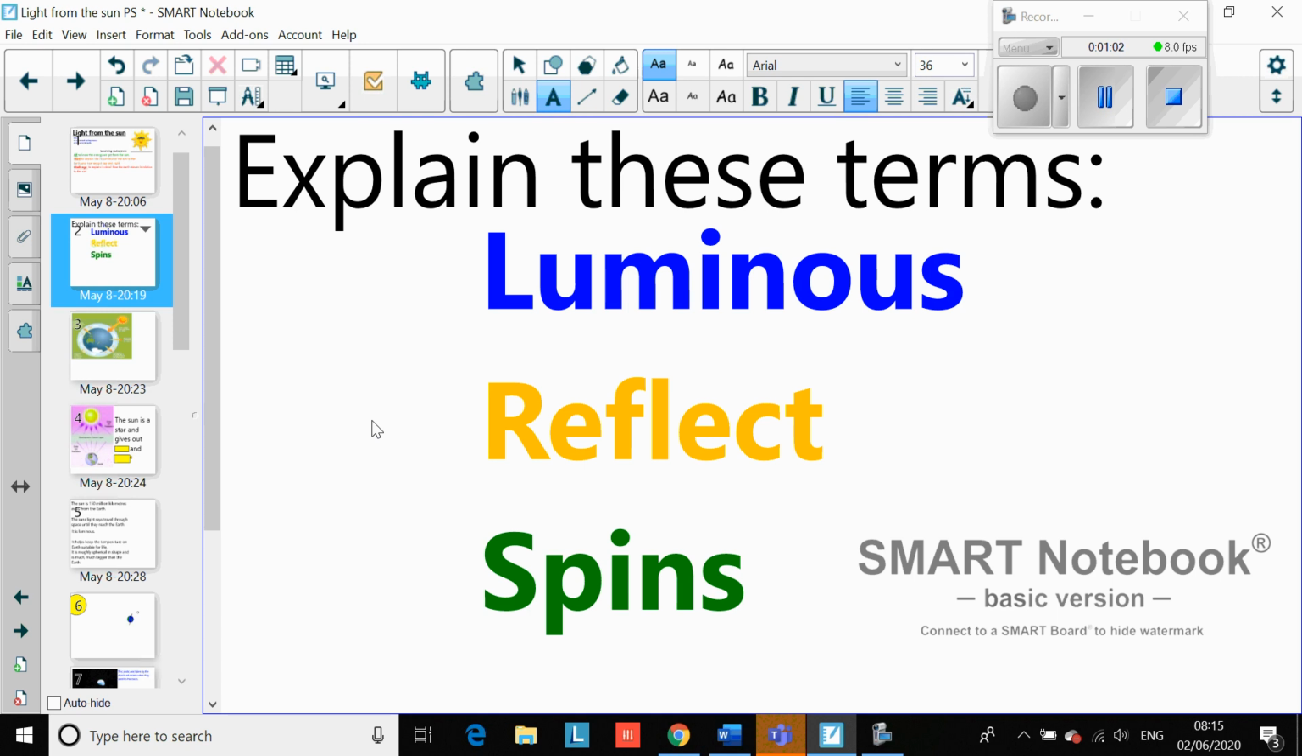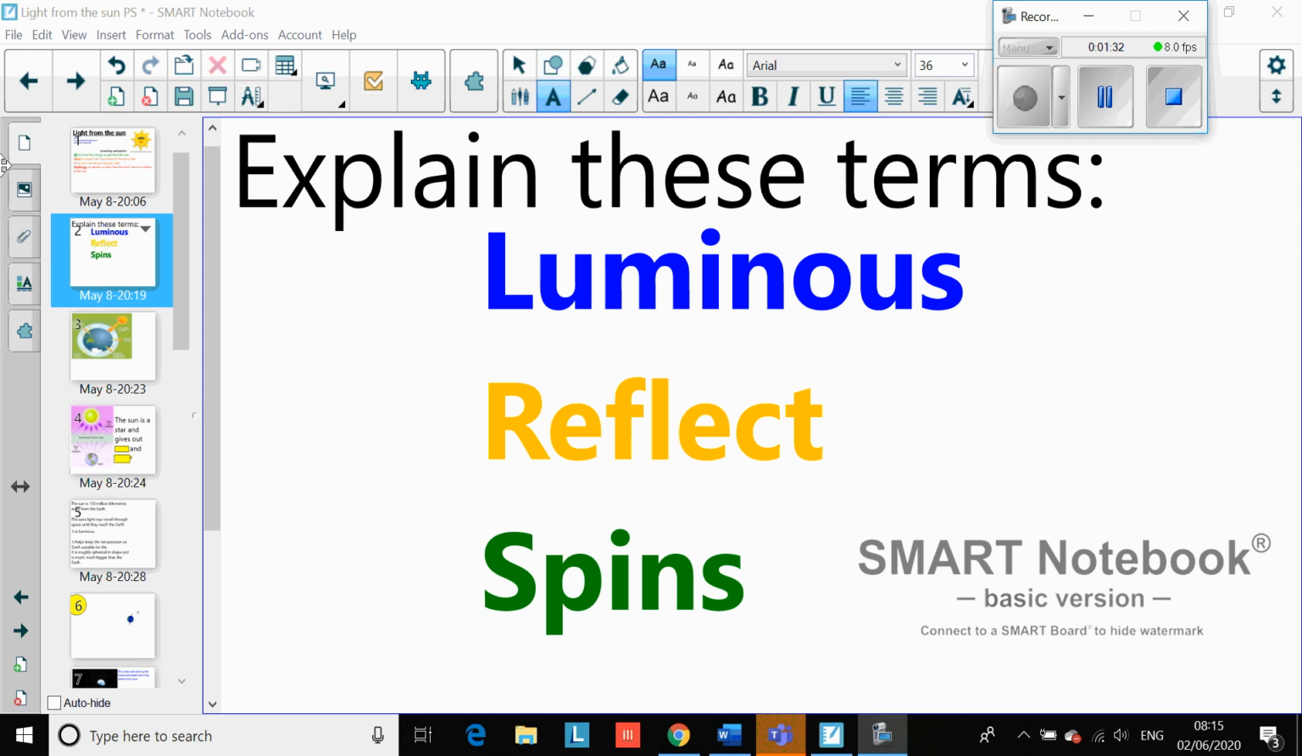So pause the video and write these words down and look up a definition for what they mean, particularly if you can in relation to the Earth. Okay, so welcome back. So luminous is something that gives off light. Reflect is when light bounces off an object. And spins, at least in relation to Earth, means it is rotating or moving around.